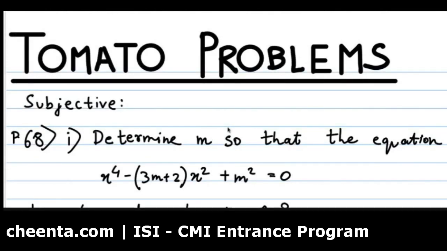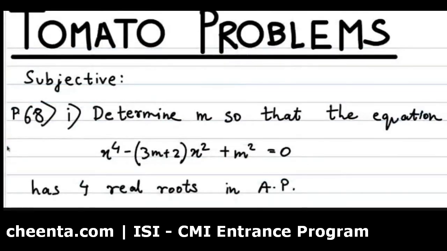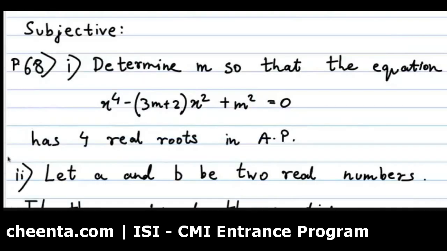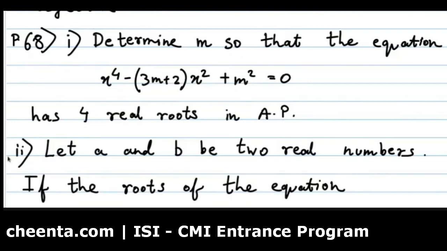Today we are going to discuss some problems from Tomato, that is, the Test of Mathematics at the 10 plus 2 level. We're going to discuss certain subjective problems, mainly related to the topic of polynomials. Here's the first problem. As you can see, I have numbered the questions according to the number in the book. So this is P68. It has two parts.